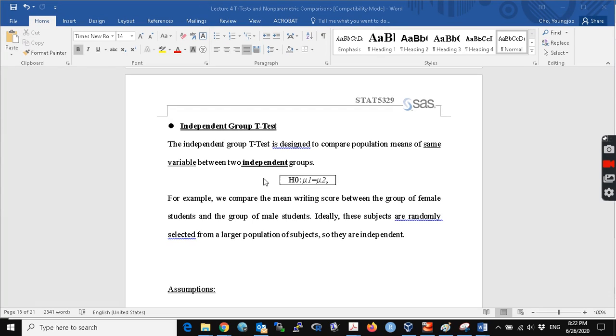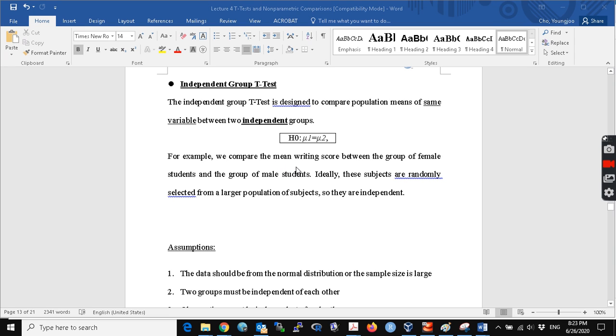So now I'm going to talk about the independent group t-test. This independent group t-test is designed to compare population means of the same variable between two independent groups. So we have the mu1 and mu2 similar to the paired group t-test, but their meanings are different. This mu1 is the population mean from the first group, and mu2 is the population mean from the second group. So these two groups have different populations.